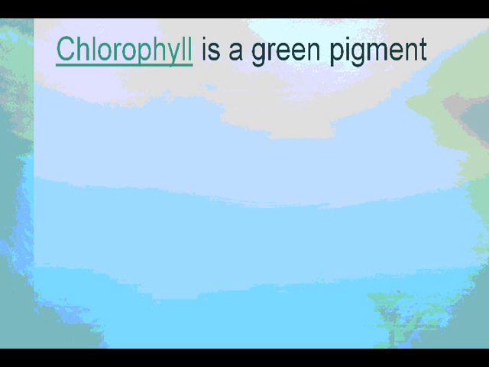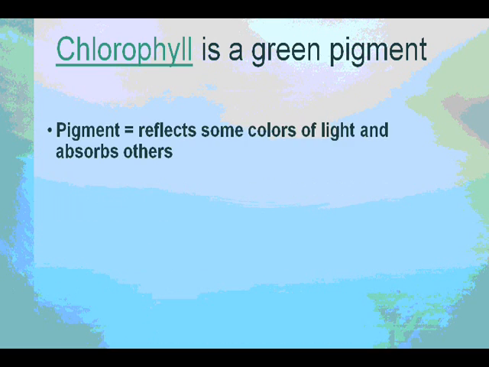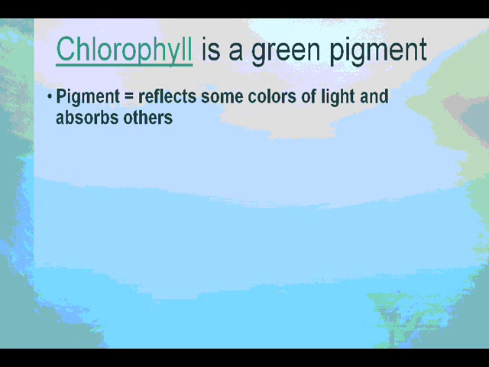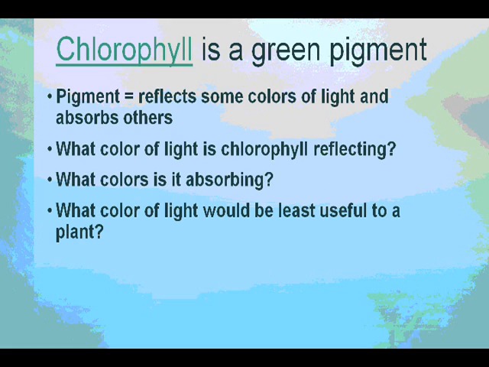Chlorophyll is what is inside of the thylakoid. Chlorophyll is a green pigment. A pigment is something that reflects some colors of light and absorbs others. The color of light that chlorophyll is reflecting is green, and it's absorbing all other colors.